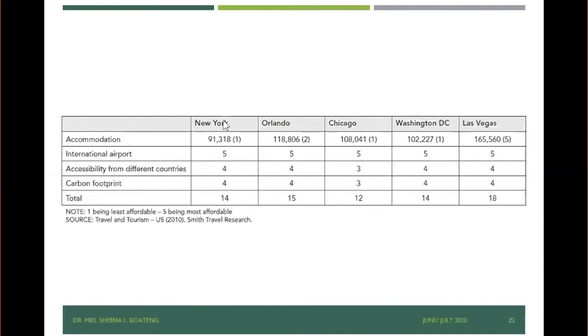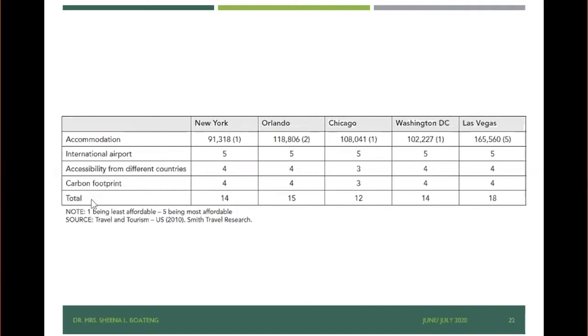So in the end, they totaled all the scores that each of the locations had out of 5. So they were rating accommodation out of 5, international airports out of 5, accessibility from different countries out of 5, and carbon footprint out of 5. So that means that if you score high on everything, in total, you should be getting 20 out of 20. They've provided a key at the bottom of the table where they say 1 being least affordable, 5 being most affordable, which I have just explained. So if you score the highest, you should get 20 out of 20.